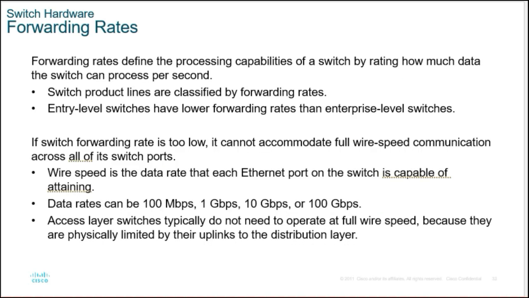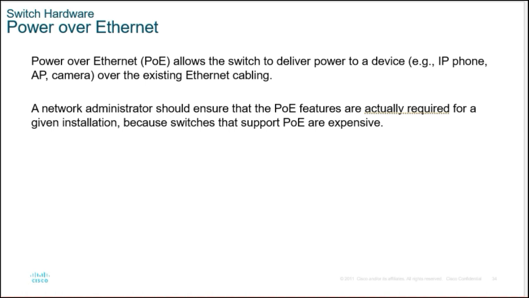So switch forwarding rates define the processing capabilities of a switch, which means how much data the switch can process per second. Wire speed pula adalah the data rate that each port is capable of attaining. Power over Ethernet capability, satu feature yang mostly sekarang dah ada on switches, adalah the capability of the switch itself to deliver power to another device connected to it. So power tu delivered through the Ethernet cabling lah. So for example, if you attach an IP phone or an access point to the switch, it doesn't need extra cabling for power.